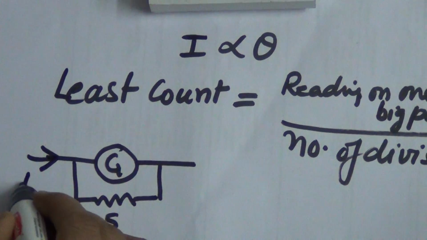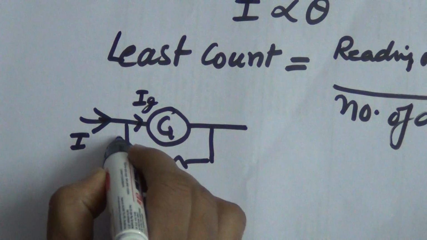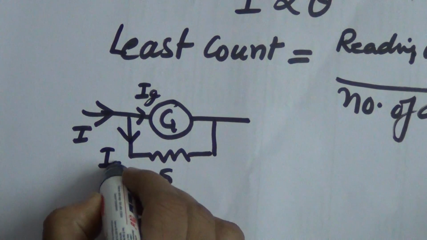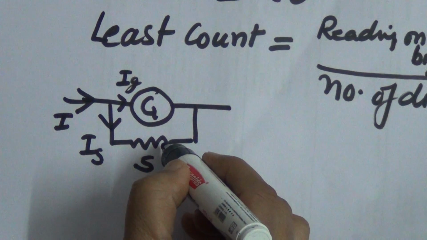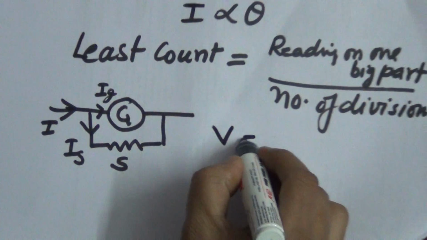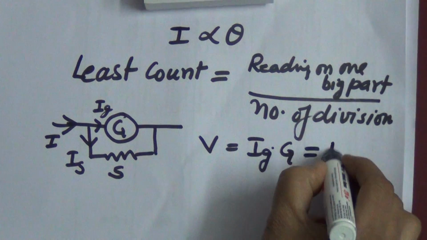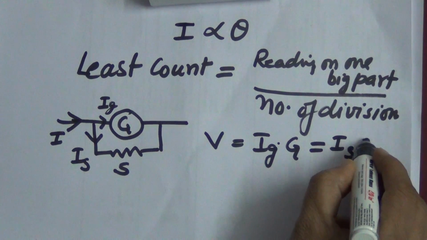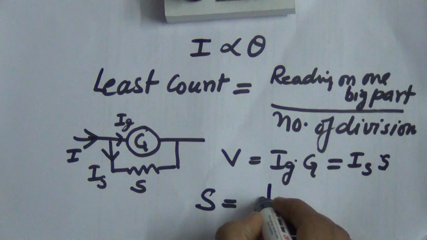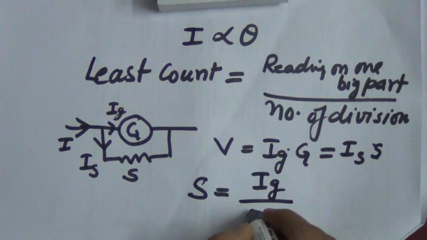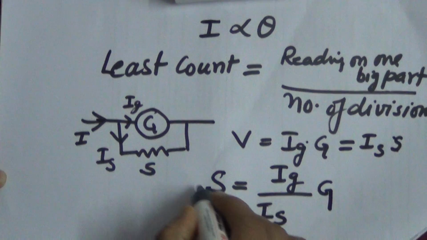Current flowing through this circuit is divided into two segments. Ig passes through the galvanometer, Is flows through the shunt resistance. Since these two are connected in parallel, the potential difference across both the elements will be the same. Ig G = Is S. You can calculate the shunt resistance value to convert it into a desired value ammeter.